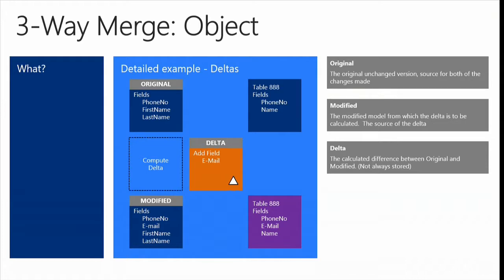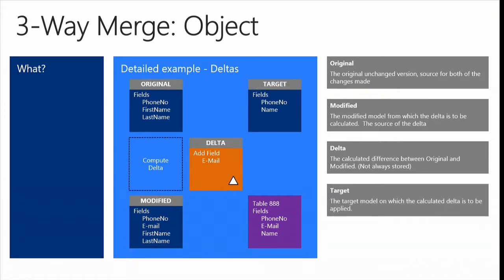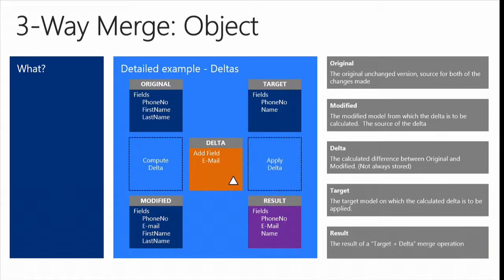Then there's another derived version, which we call the target version. This version actually merged the first name and last name fields into a name field. So now we have 2 changed versions, and we will try to apply the delta that we calculated between original and modified to the target version. This will give us the result, which is the output.